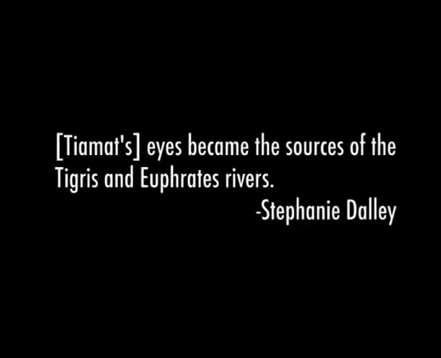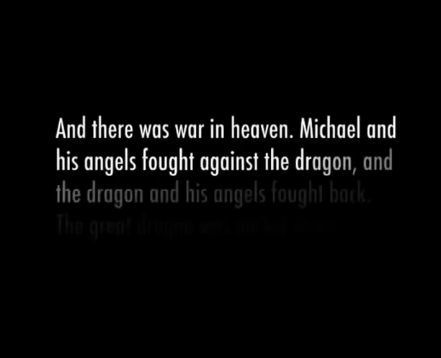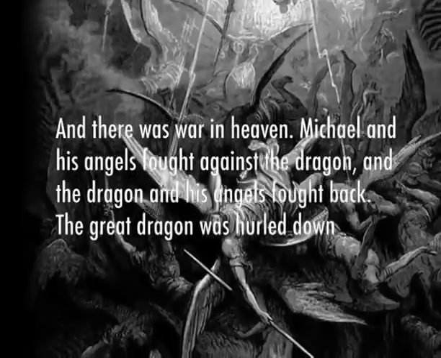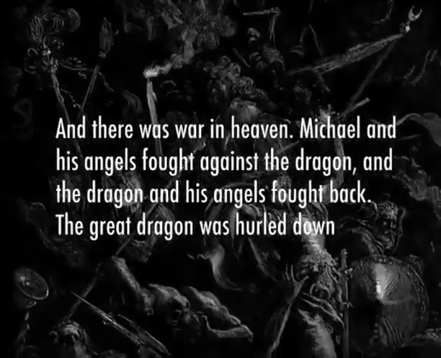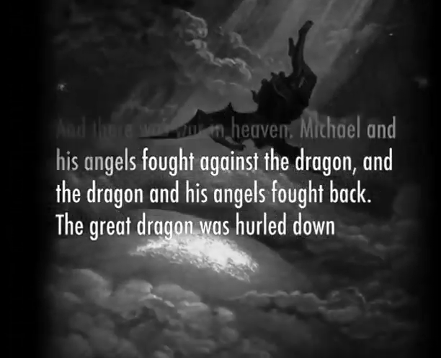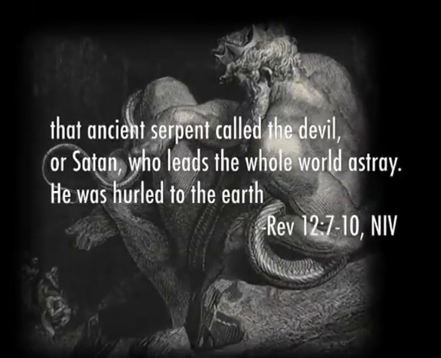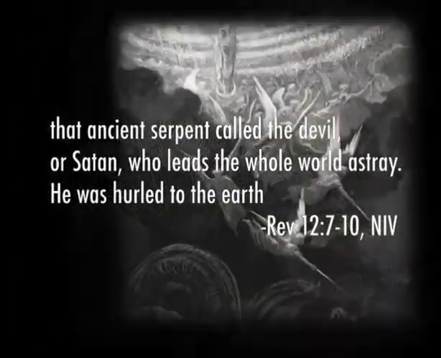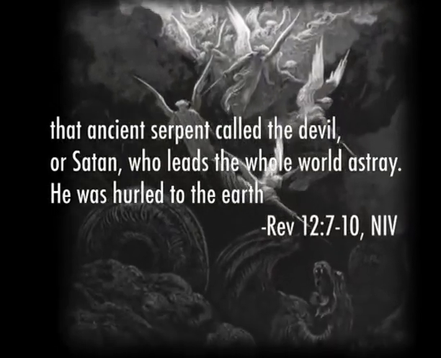This myth resembles the translation of the Enuma Elish by Stephanie Dalley in her book Myths from Mesopotamia, which explains that Tiamat's eyes became the source of the Tigris and Euphrates rivers. As written in the book of Revelation, "And there was a war in heaven. Michael and his angels fought against the dragon, and the dragon and his angels fought back. The great dragon was hurled down, that ancient serpent called the devil, or Satan, who leads the whole world astray. He was hurled to the earth."